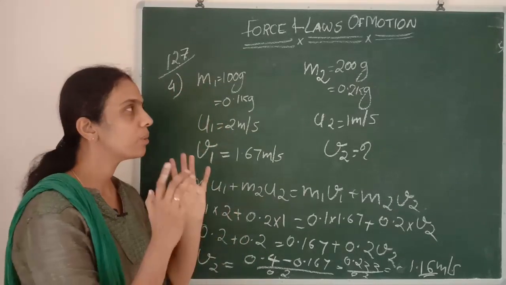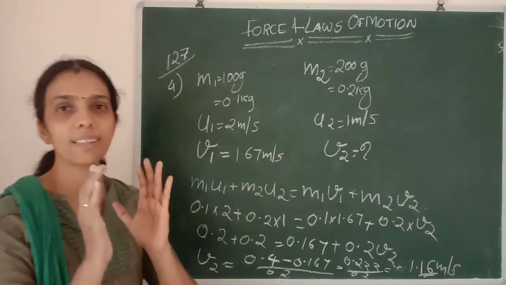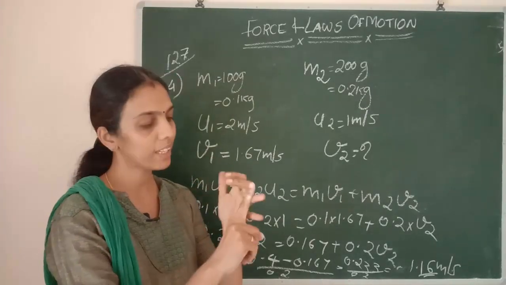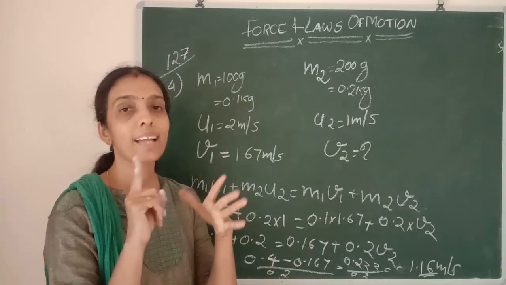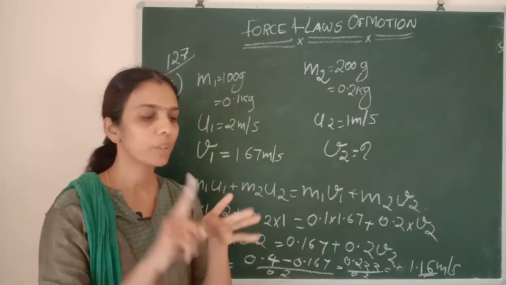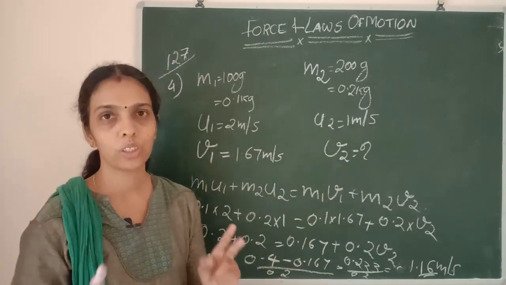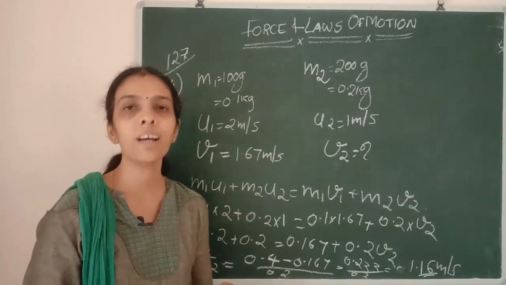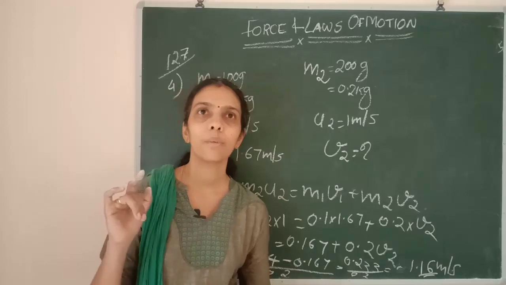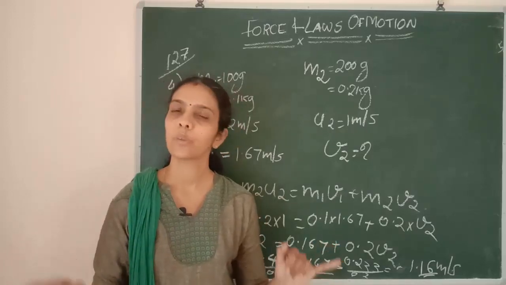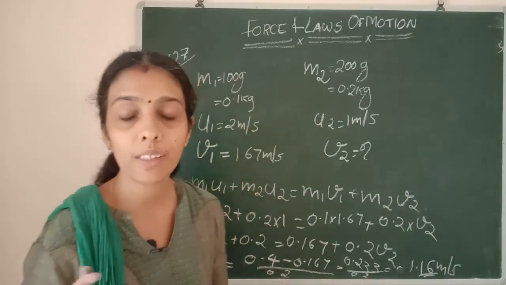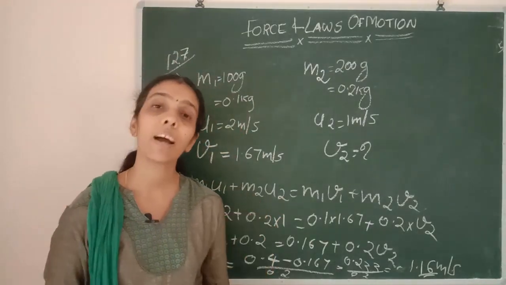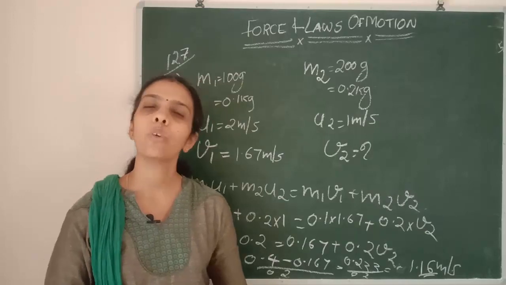So here you should understand some of the formulas and some of the laws, that is first law, second law, third law, and conservation of momentum. The formulas are only two. m1 u1 plus m2 u2 equals m1 v1 plus m2 v2 is one of the formulas, and the other one is F equals ma. F is force. What is the unit of force? Newton is the unit of force. How can we define Newton?